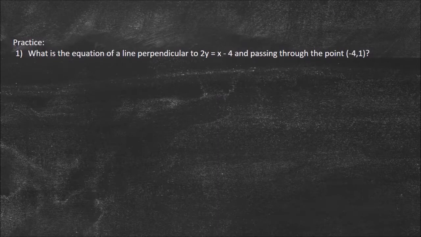So first one, what is the equation of a line perpendicular to y equals x minus 4 and passes through the point -4, 1? So this is just similar to the ones we've done, it's just the perpendicular this time, so let's go do it.